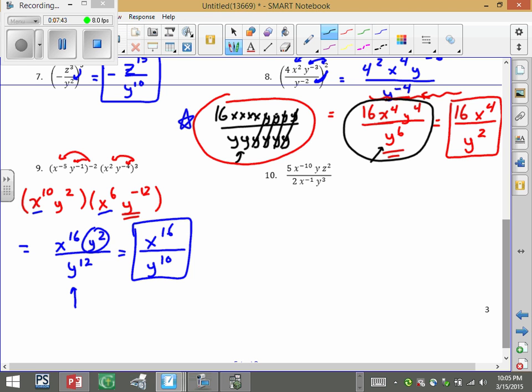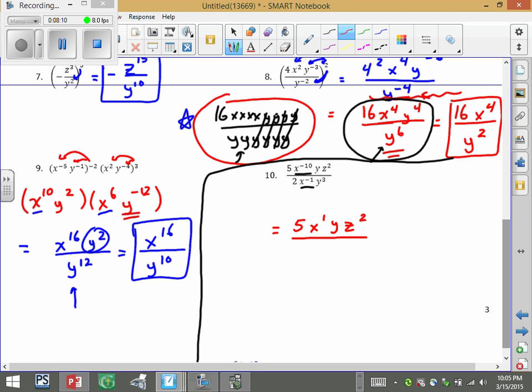Number 10 looks a little bit scary on the surface, but we take it one step at a time, we can handle this thing. So the first thing we have to realize, we have x to the -10, which means that needs to switch down to the denominator. And this x to the first needs to switch up to the numerator. So my first step, the 5 is going to stay put, but now I'm going to put that x to the first here. Y is going to stay put. We have z squared. Everything's good there.